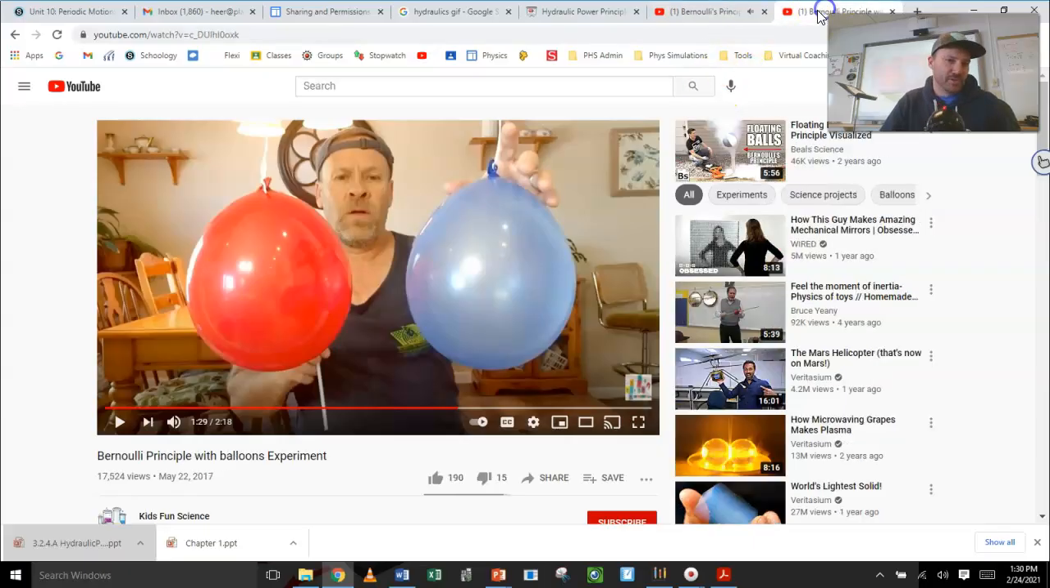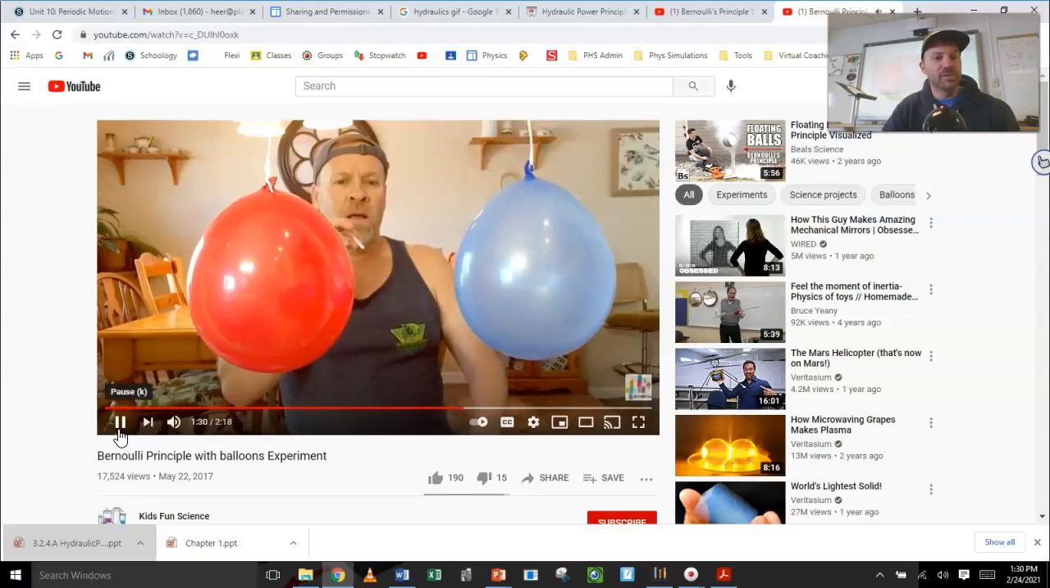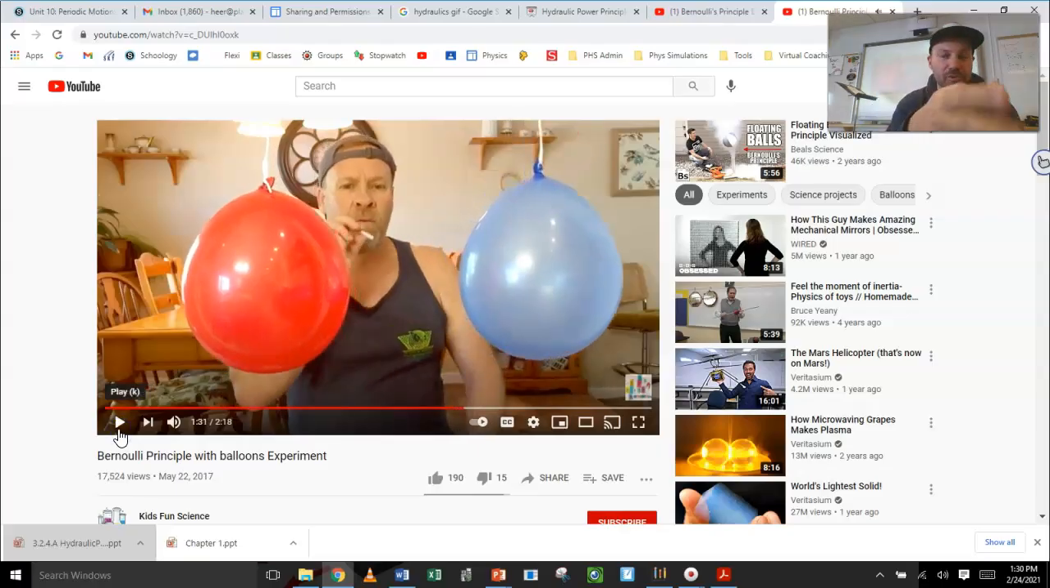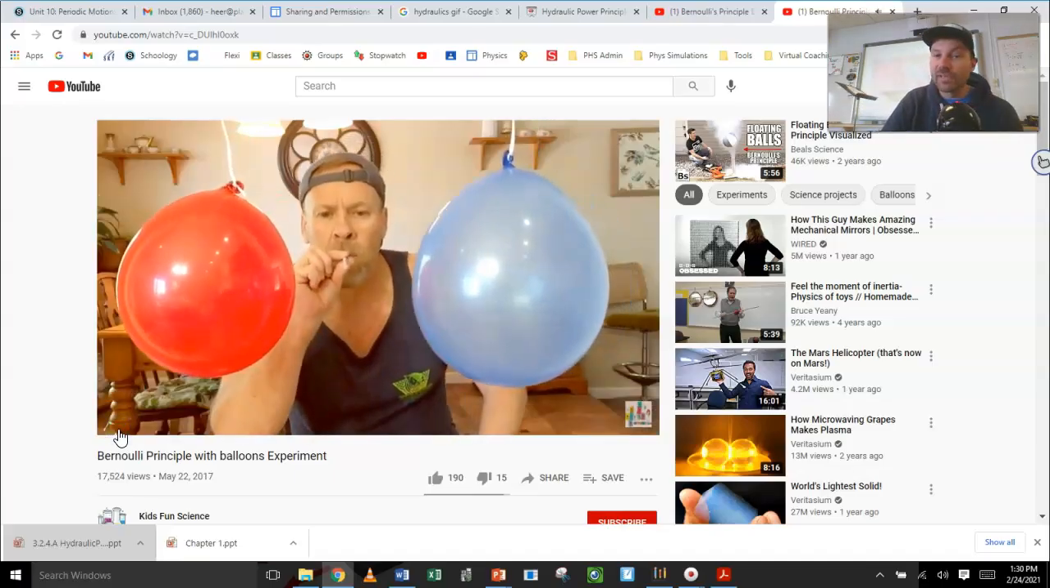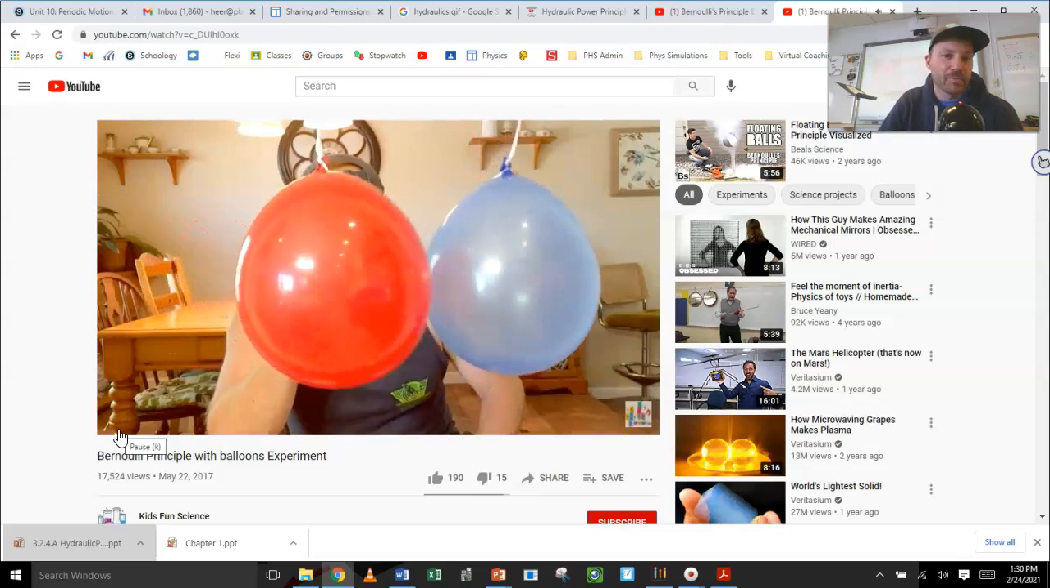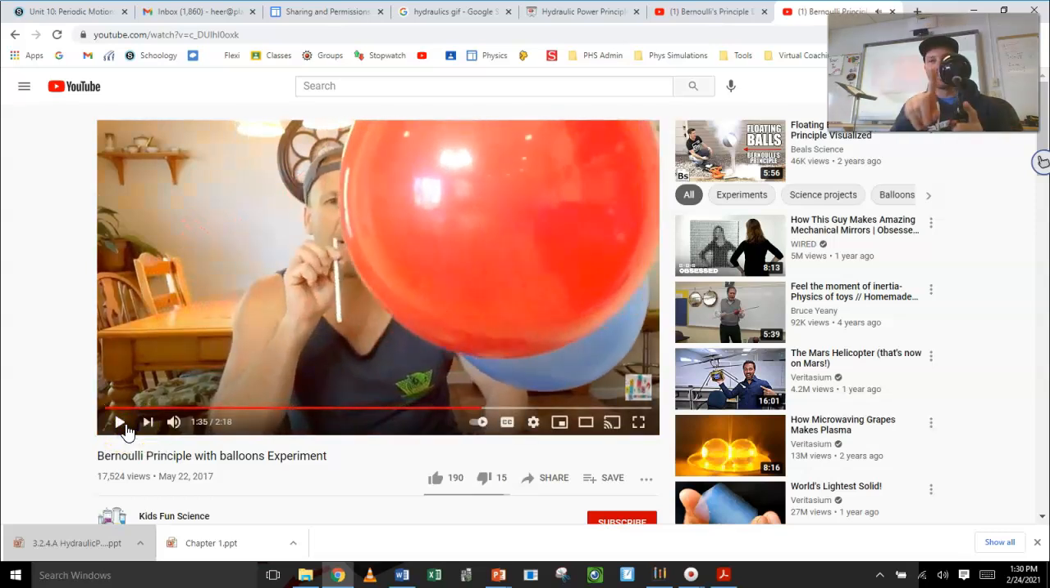Another really fun one you can do with the Bernoulli effect: take a couple of balloons and tie them up. You'd think that blowing air in between the balloons would make them separate. But believe it or not, blowing air through them actually makes them come together, because the air goes faster, which makes a low pressure, and the higher pressure on the outside ends up pushing them together. The Bernoulli effect at work.